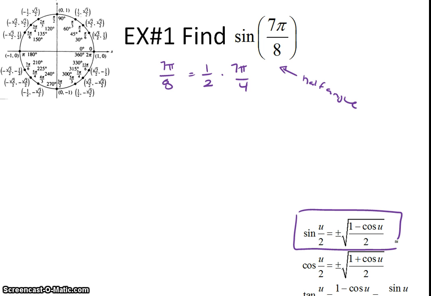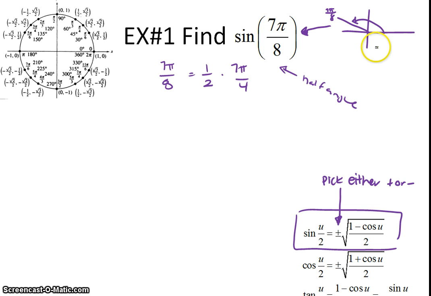Okay, so before we do this, for all of these formulas for the half angles, you need to pick either plus or minus, and that depends on what the answer should be for the angle we want to look at. So we're interested in angle 7 pi over 8. 7 pi over 8 is in quadrant 2, and we know that sine of 7 pi over 8 should be a positive number.